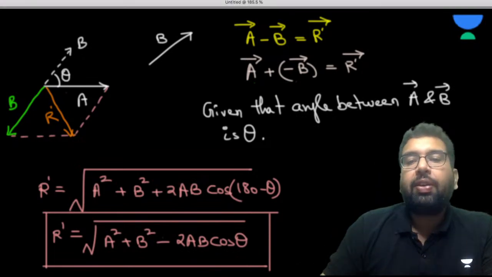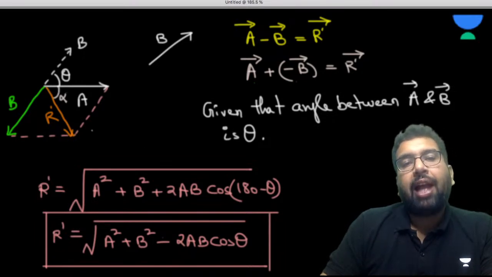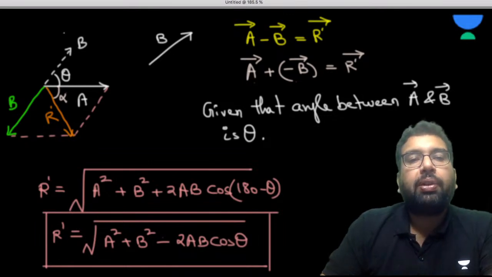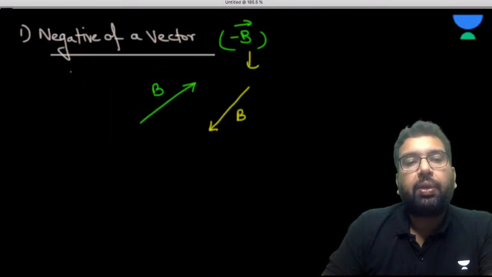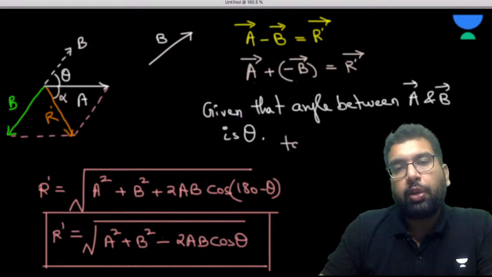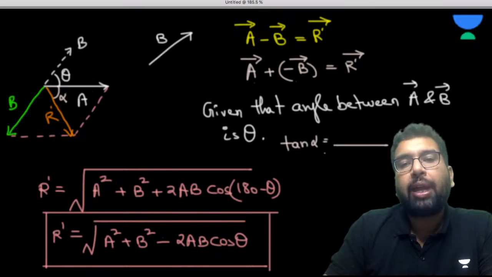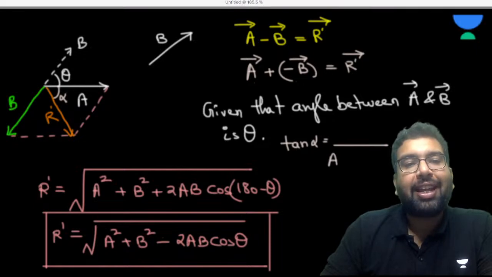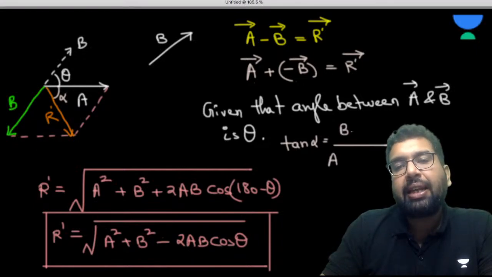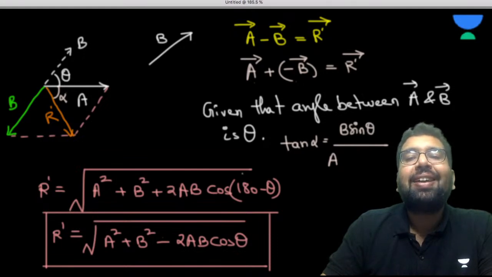Now, in the same way, if I want to find this alpha, remember this alpha is from here. So what is going to be tan alpha? I am going to take it from A, leaving A alone, and B sine theta. So what is the angle between A and negative B? It is 180 minus theta. Sine 180 minus theta is sine theta only, isn't it?